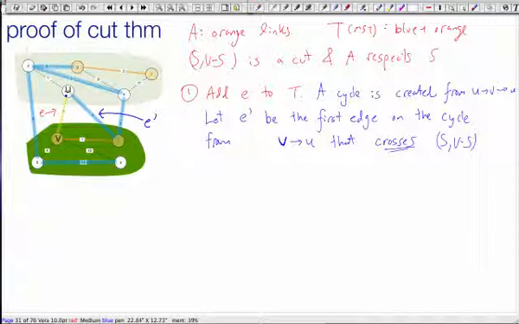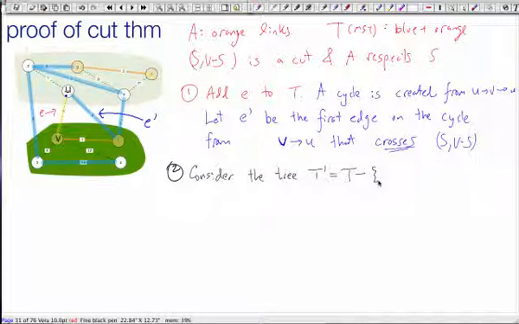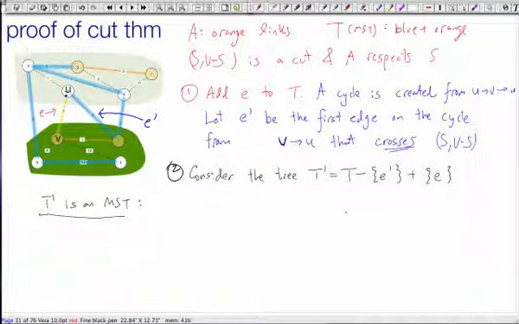Okay. Second point. Do you see what we're going to do now? Consider the tree T prime, which is equal to T, minus, we're going to subtract E prime, and we're going to add E. Spend 2 minutes with your neighbor explaining that T prime is an MST. So I want you to put the reason right here for why. In fact, if you're following along in that handout, you should be writing this proof. Why is T prime an MST? 2 minutes with your neighbor.